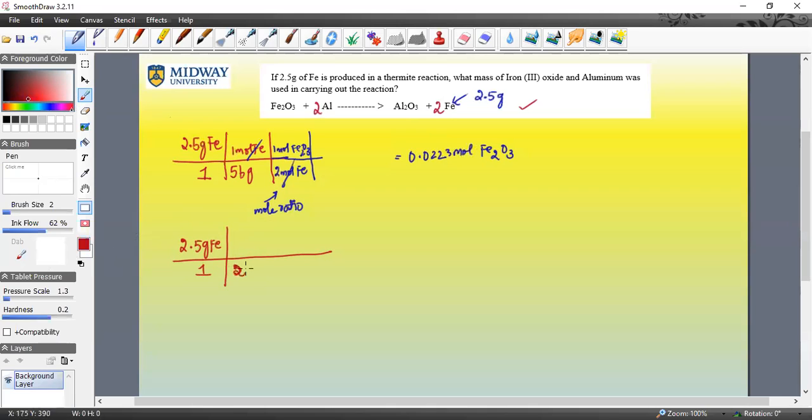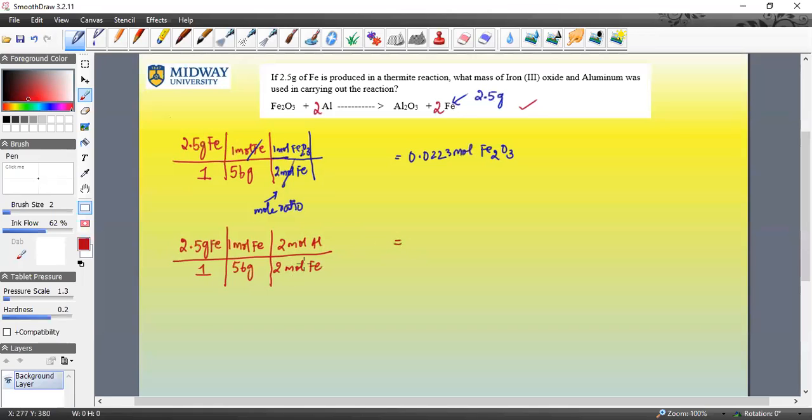It's 27. I'm sorry, this should still be for iron, right? Because we're still dealing with iron. So it's 56 grams over 1 mole of iron. And then we have to put 1 for every 2 moles of iron. Okay, there will be 2 moles of aluminum.